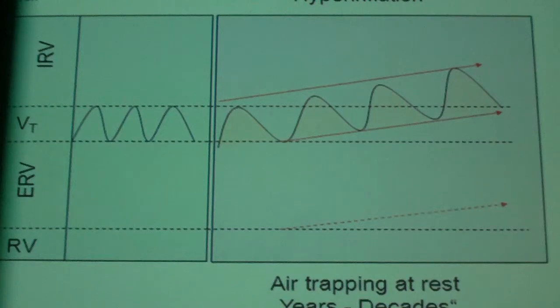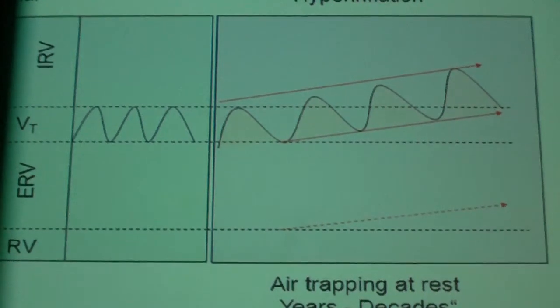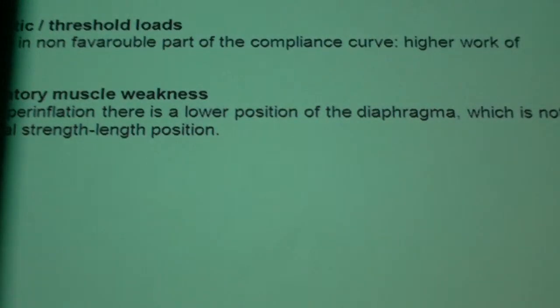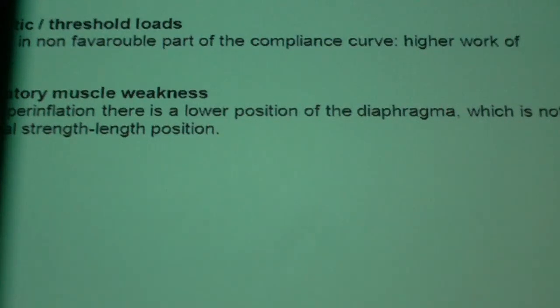And when that happens, that is not good for a patient with COPD, because he is breathing at a non-favorable part of the compliance curve. He has a higher work of breathing. And secondly, there's inspiratory muscle weakness due to the hyperinflation.